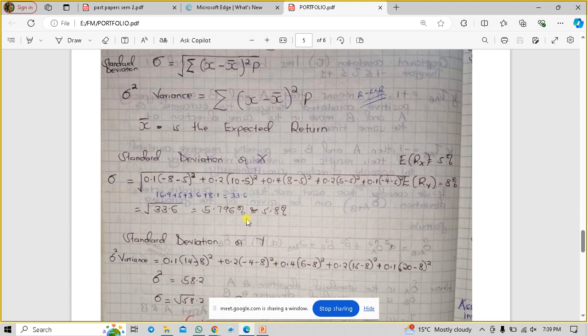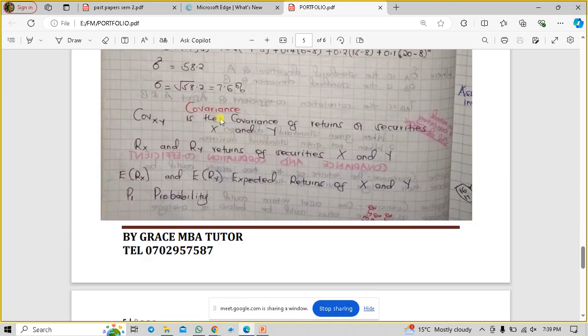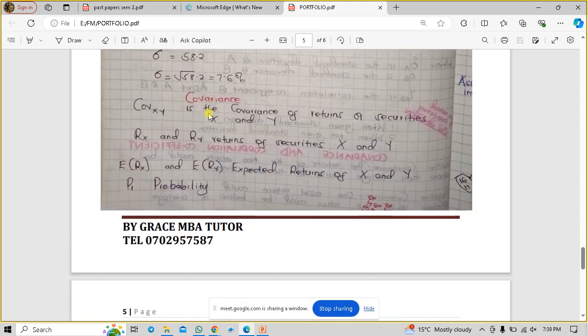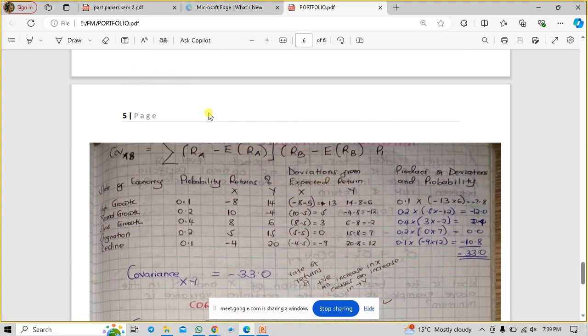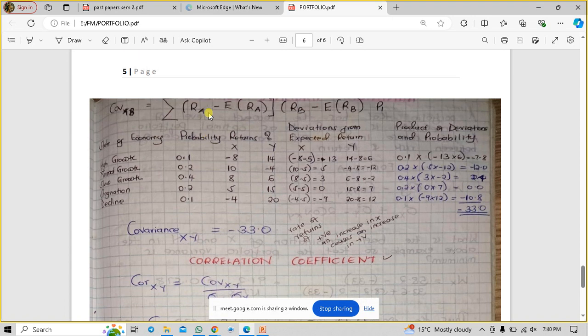So today I want us to learn something new, but it is also a subtopic of portfolio theory. Today we want to learn about covariance. Covariance is our next subtopic. So for covariance, the formula is also a bit long.